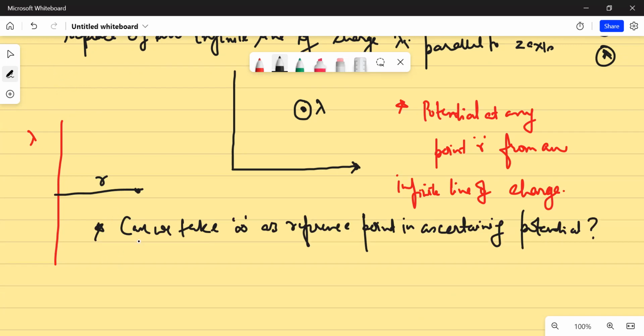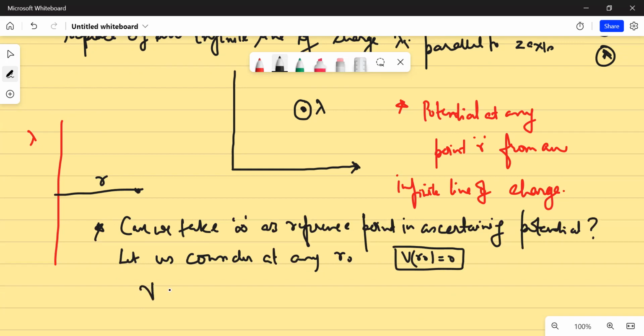So in these cases, let us consider any point r naught where the potential is zero. We consider that at any point r naught the potential is zero, and we keep this as a reference. Is that clear? And potential is given by what? Potential as a function of r is given by minus E dot dr from the reference to the point r. You can place r dash here also if you get confused.